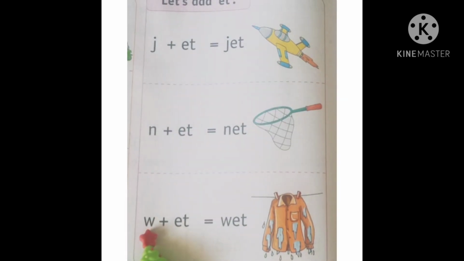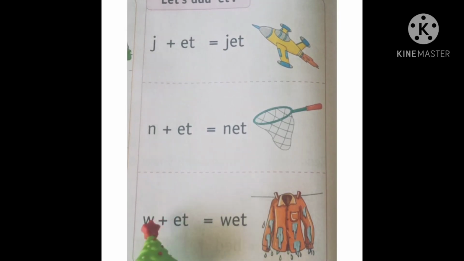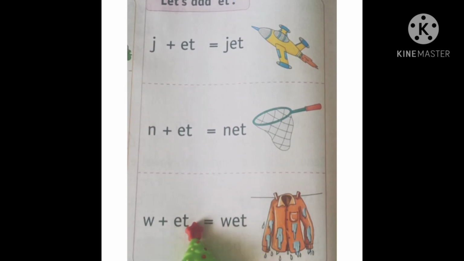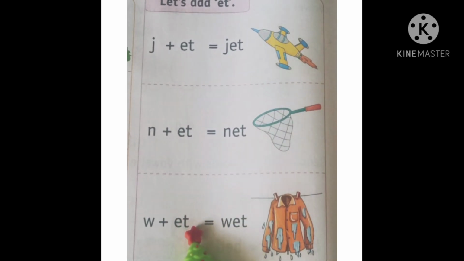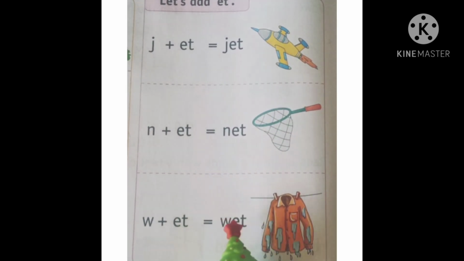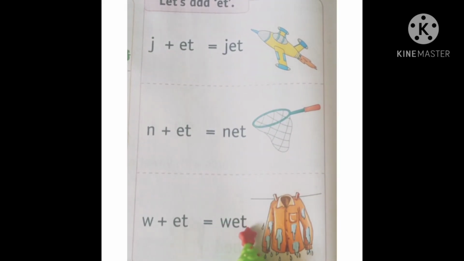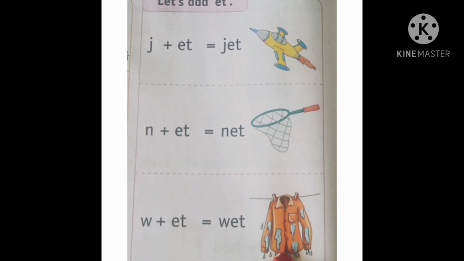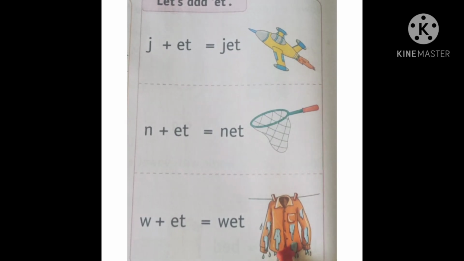This is letter W. W says w. Make your lips round while speaking W. Okay, children? W. Add et. It makes the word w, eh, t, wet. Wet means covered with water. This is the picture of a wet shirt.